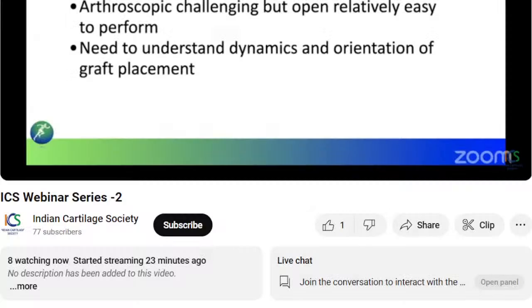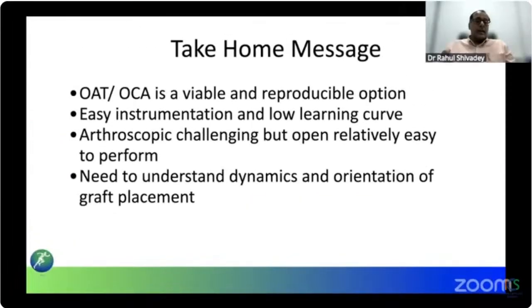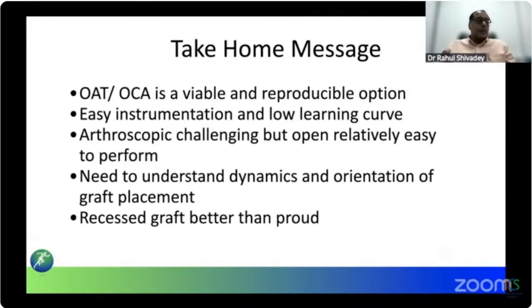We always need to understand the dynamics and the orientation of the port placement, as well as the placement of the graft. That is the key to your success. It is not about an open or a closed procedure. And again, a graft recessed by 1 millimeter is always better than a proud graft. So you need to measure your notches exactly, and you need to have a 360-degree view of your graft as you are putting it in to understand that there is no mismatch.